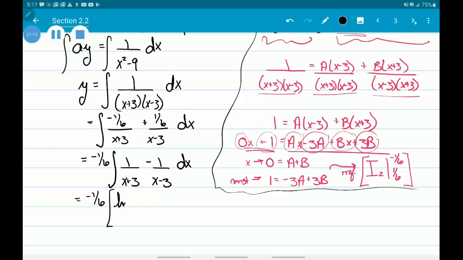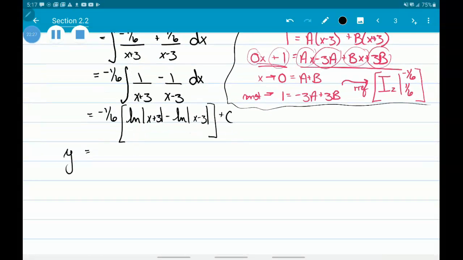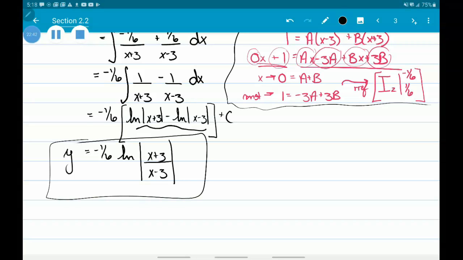This is going to be the ln of the absolute value of x plus 3 minus the ln of x minus 3. And then we have a plus c on the end. And remember, all of this is equal to y. Now, we can put these together. This is the ln of x plus 3 over x minus 3. So, there's our final answer. So, that's an example of partial fractions.